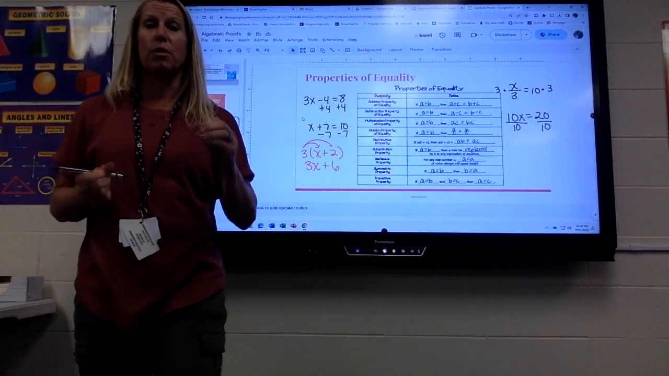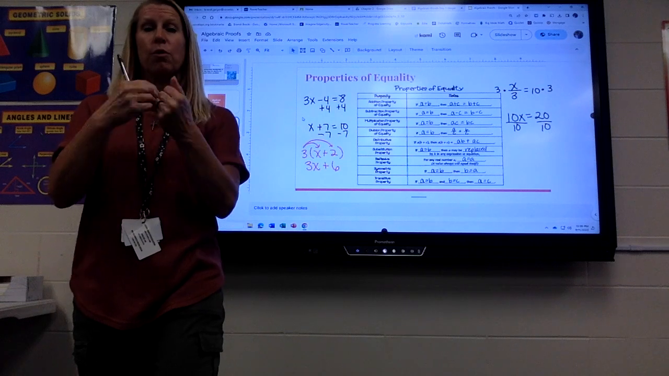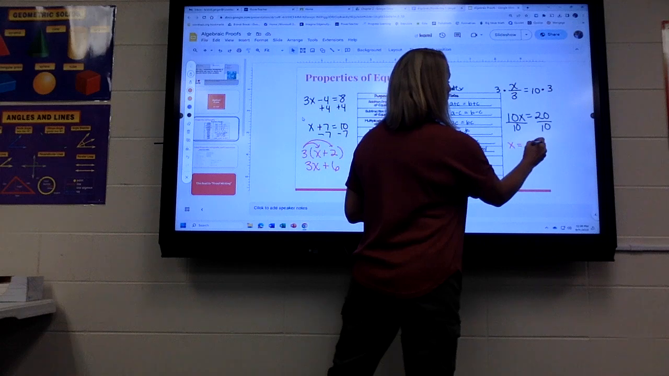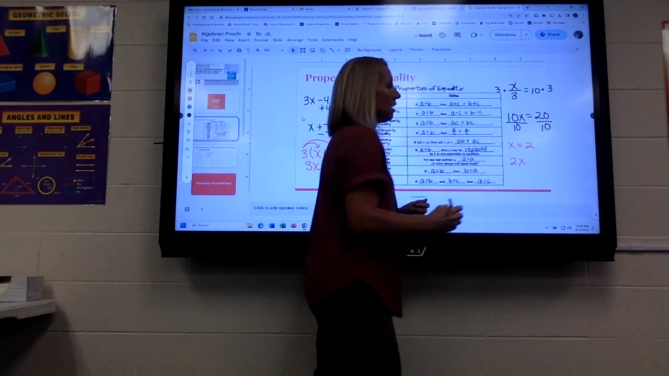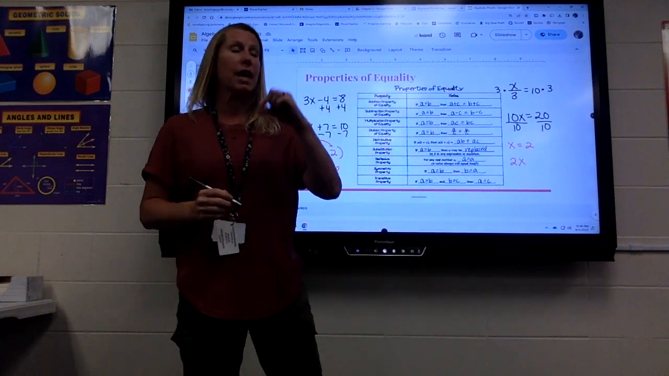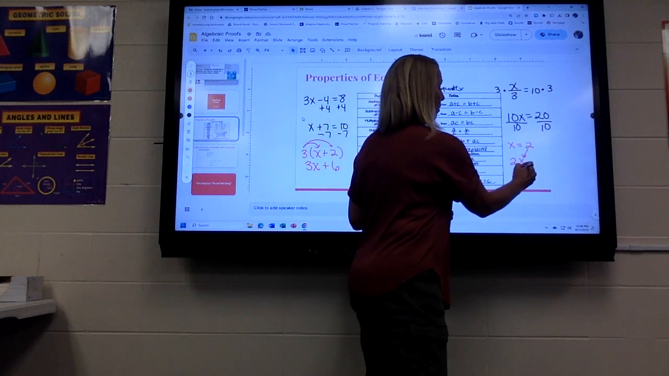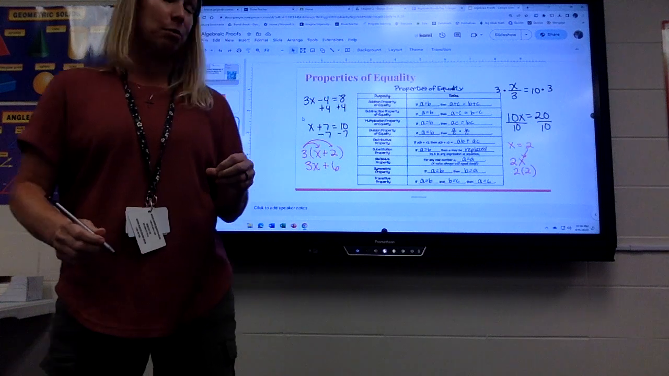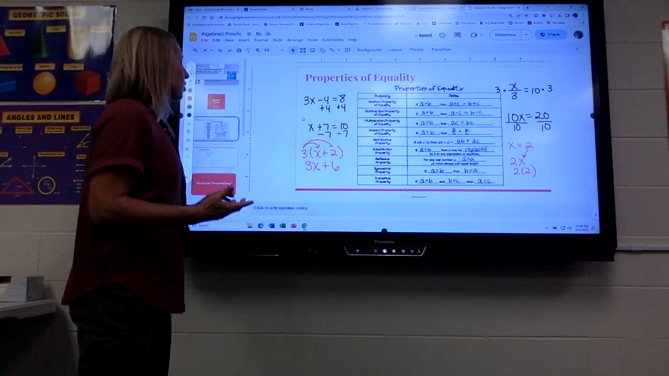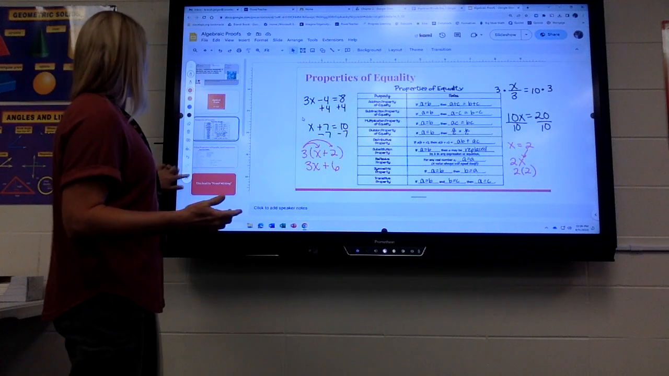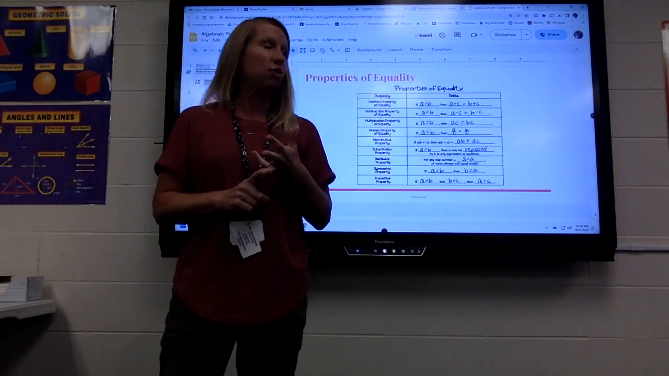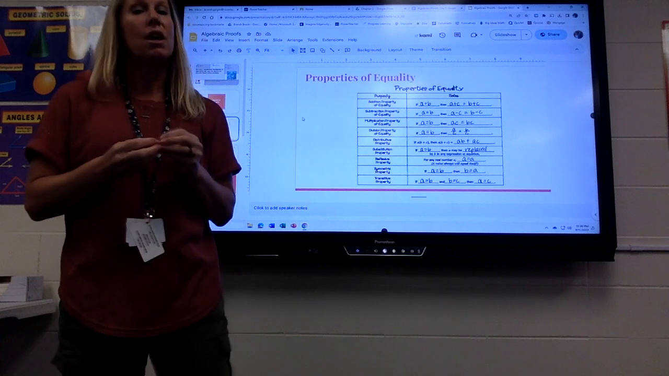Substitution property is when you replace something with something else. So if you know x equals 2 and I have 2x here, when I replace the x with the 2 and put 2 times 2, that would be the substitution property. And then there's a few brand new properties. So let's talk about reflexive, symmetric, and transitive.